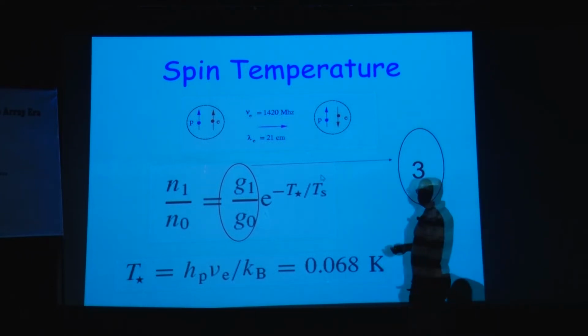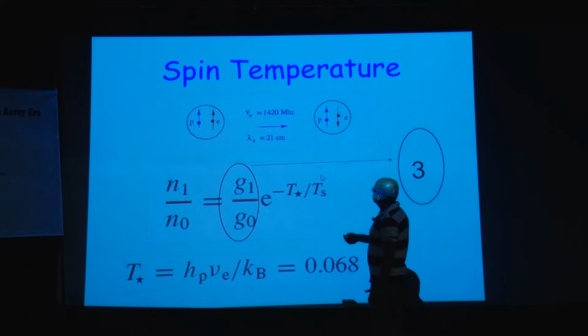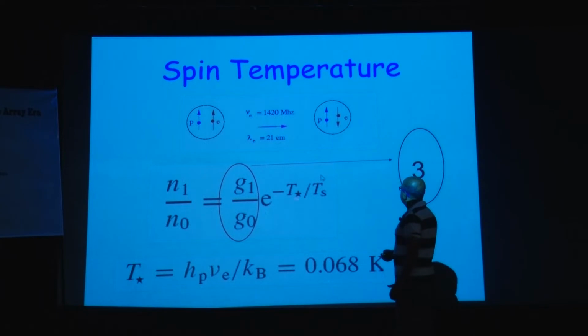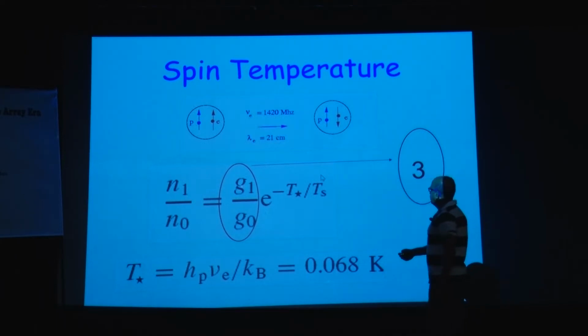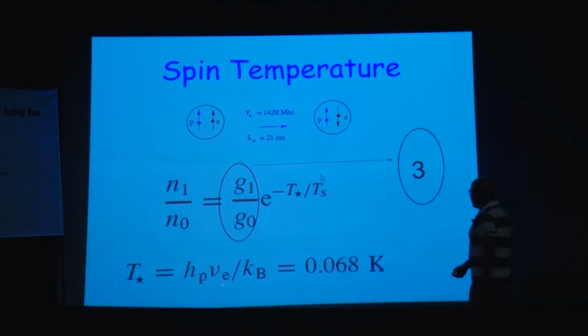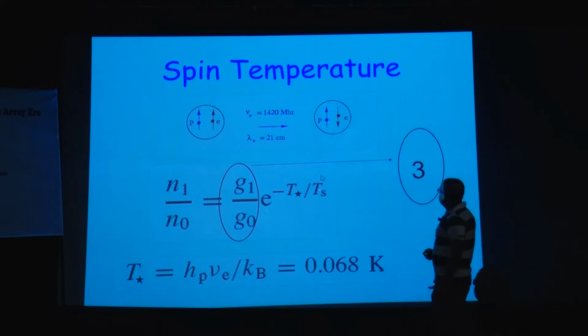So, you can express the number density of atoms in this state and the number density of atoms in this state, the ratio of these two, through this Boltzmann factor, where G1 is the degeneracy of this state, G0 is the degeneracy of this state. This ratio has a number 3, e to the power minus h nu by kBT, which I have written as minus T star by Ts. T star, h nu by kB, has a value 0.068 Kelvin, very low, and this Ts is what we call the spin temperature.